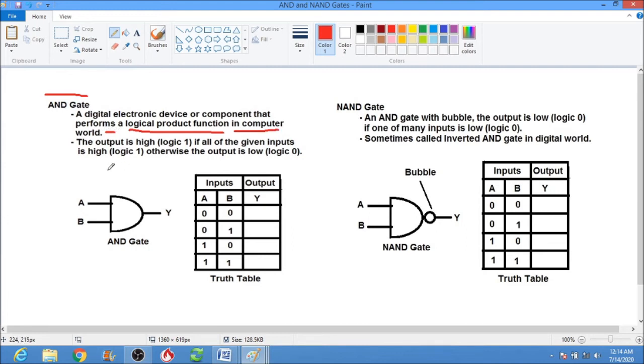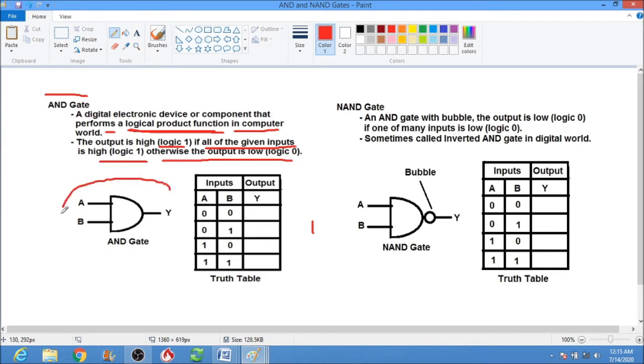Okay. So the definition: the output is high if all of the given inputs are high, otherwise the output is low. Meaning, we can have an output of 1 only if all of the inputs are 1, or all of the inputs are high. Okay, so that is the logical product.